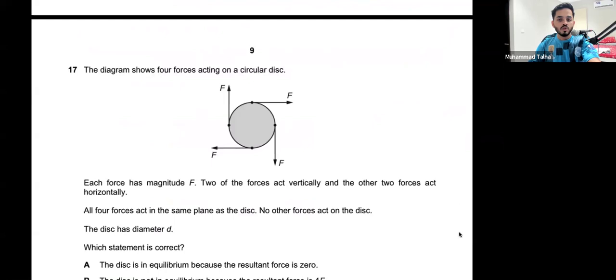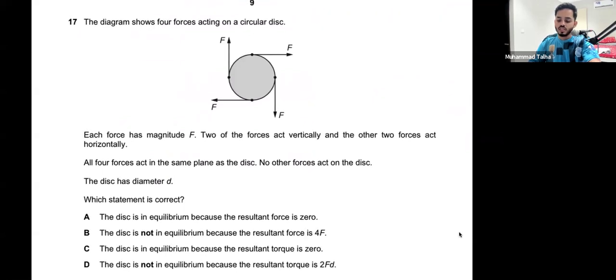17, the diagram shows 4 forces acting on a circular disk. Each force is magnitude F. 2 of the forces act vertically. Other 2 forces act horizontally. All forces act in the same plane. No other forces act. Disk is diameter d. Which statement is correct?